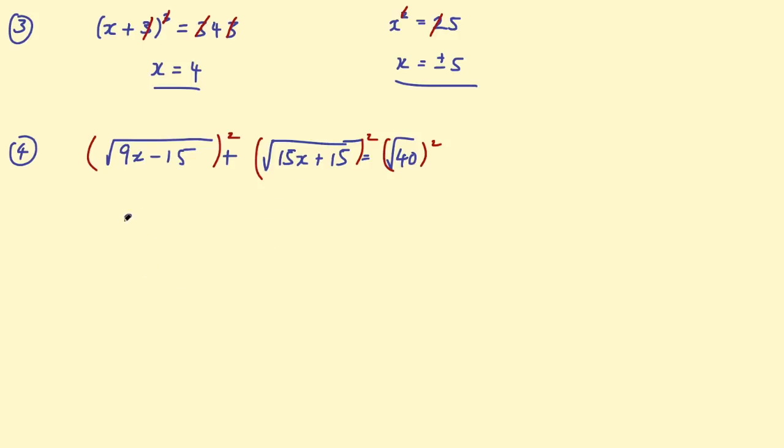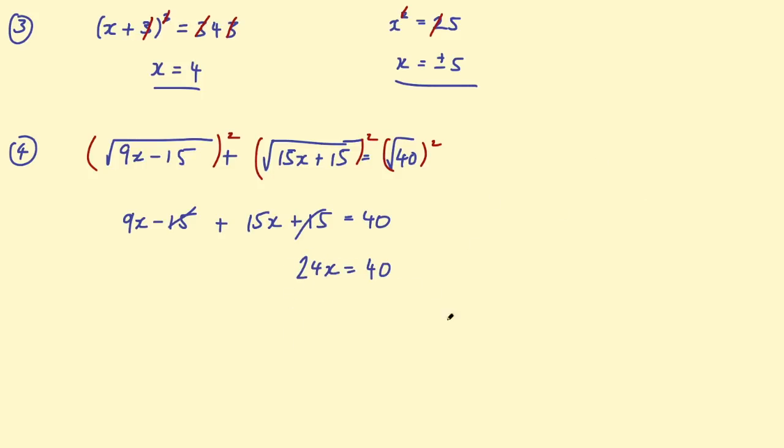So here on the left hand side we'll have 9x take 15 plus 15x plus 15 equal to 40. So you can see there all of the square roots have disappeared. And now all we need to do is to solve this equation. So negative 15 plus 15, they are going to cancel out. So we'll have 9x plus 15x, that's 24x, equal to 40.